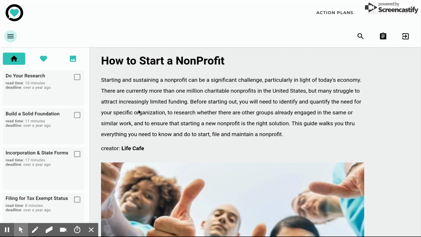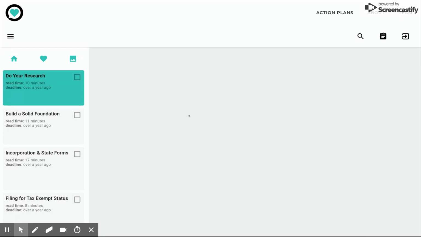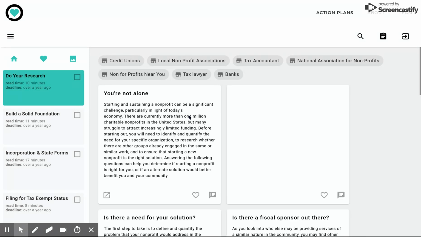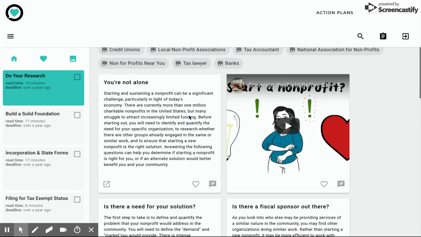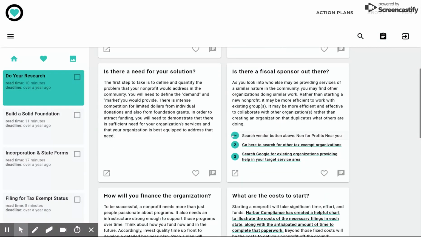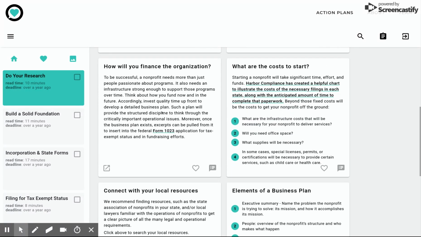This is an expert guided action plan for how to start a nonprofit. There are so many important steps to starting a nonprofit that you may or may not be aware of. And we've asked the experts. So, this action plan will take you through step by step exactly what you need to know. It'll have tips, videos, information as you go along, checklists, and even links to specific organizations that you're going to need to understand and interact with along the process.